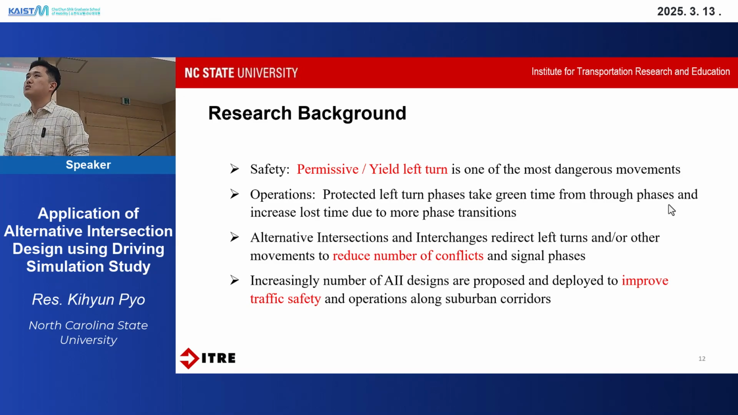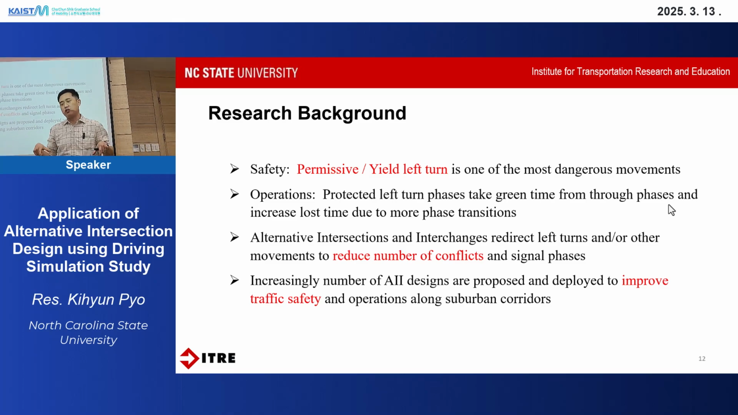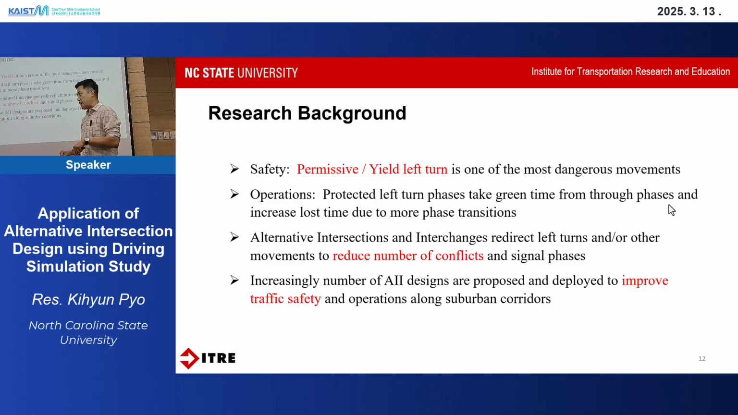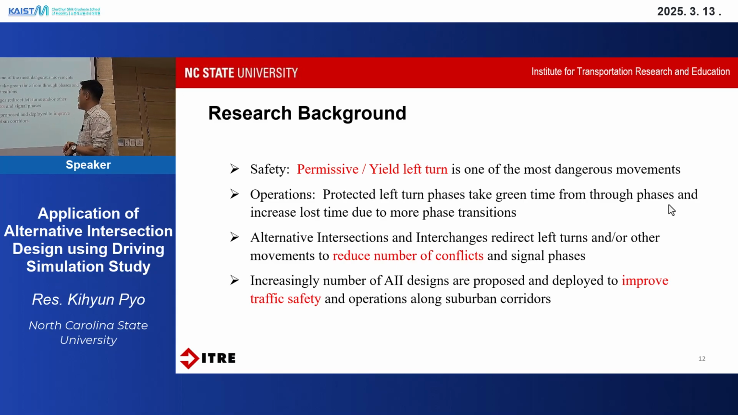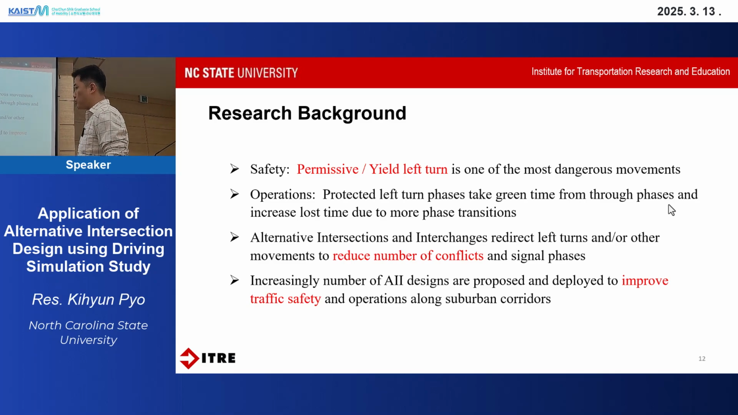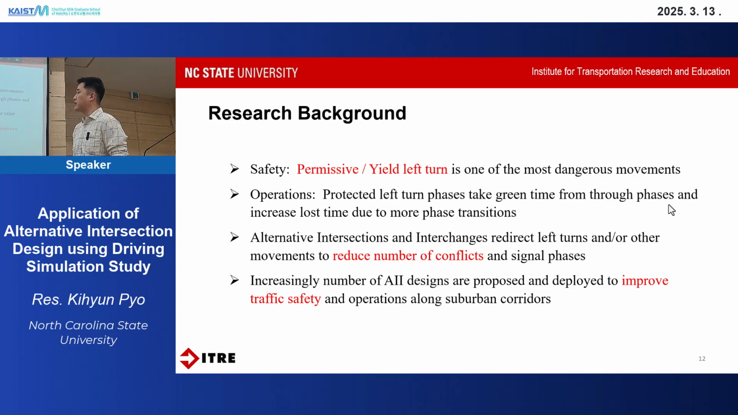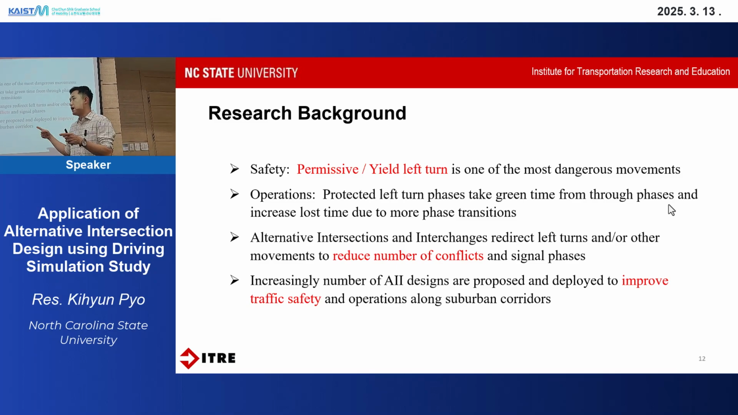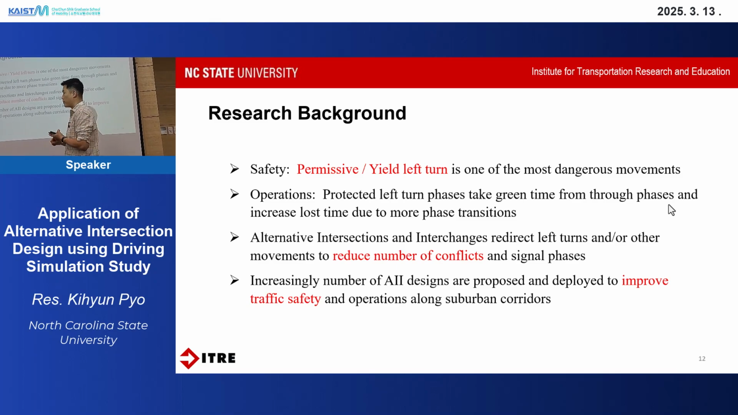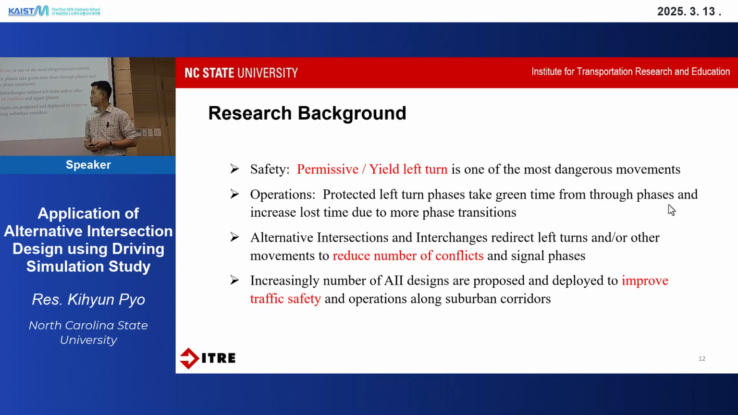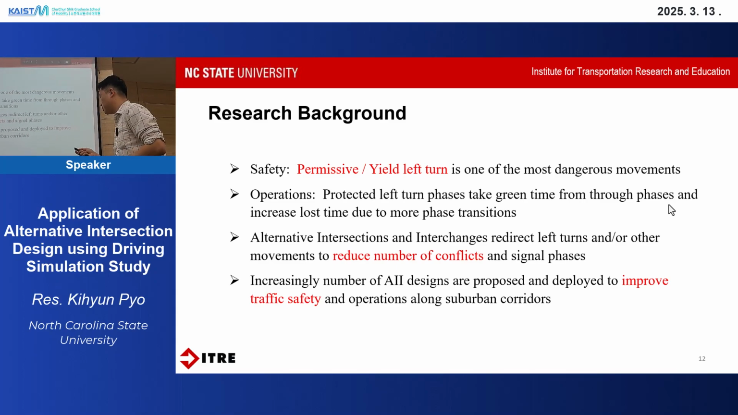NCDOT's answer was the alternative intersection, specifically in the North Carolina area. It enables redirecting left turns and other movements to reduce the number of conflicts and signal phases. Also, alternative intersections improve traffic safety and operation along suburban, not urban, suburban or rural corridors. Hence the increasing number of alternative intersections.